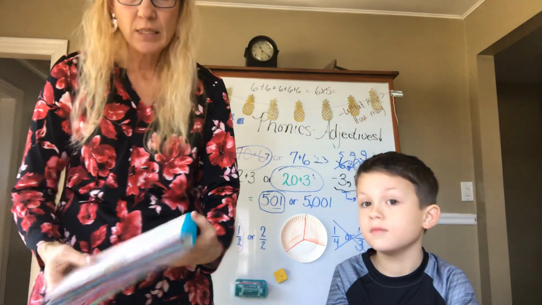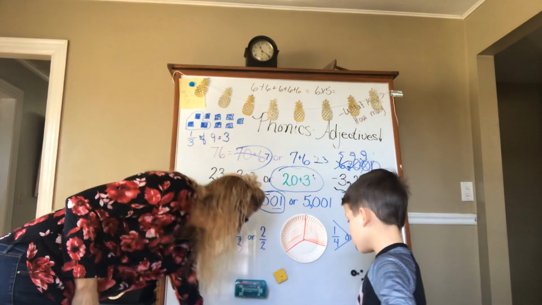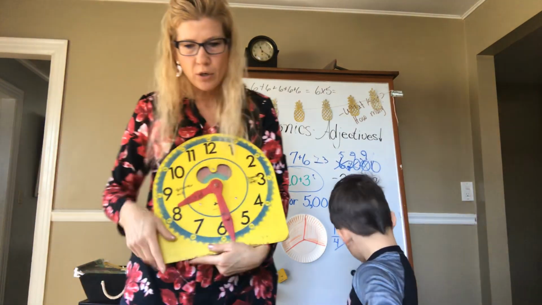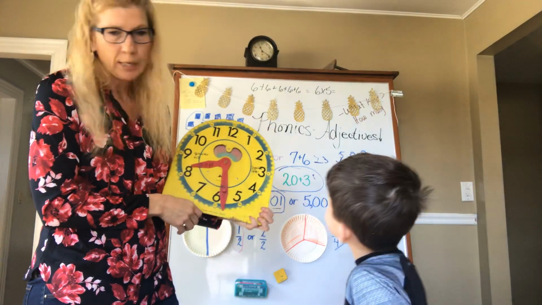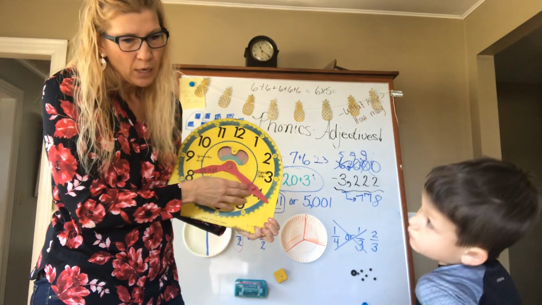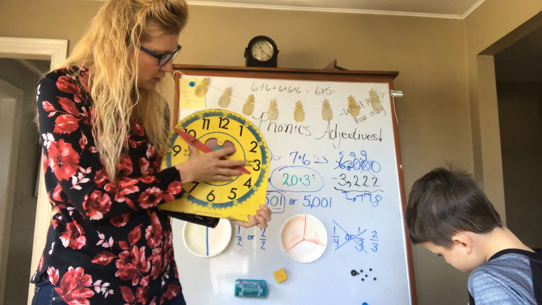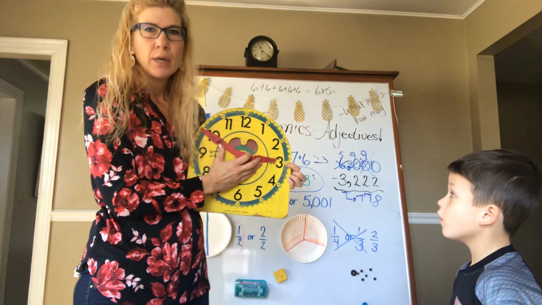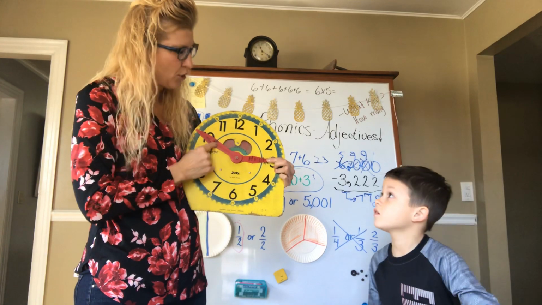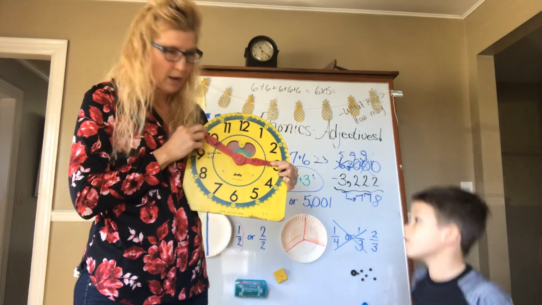Now I want to look at your math page. The very last thing that I want to look at is our clocks. So they're asking for time. The first time that they gave you, what time is that? My hour is on 3 and my minutes are on 50. So 3:50.